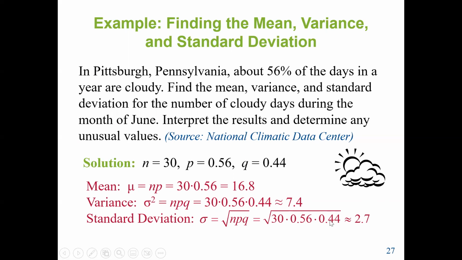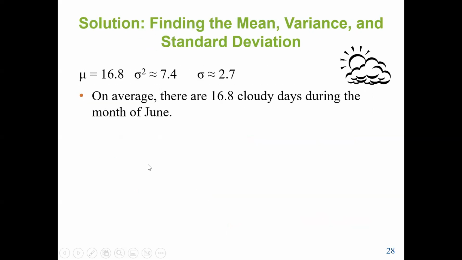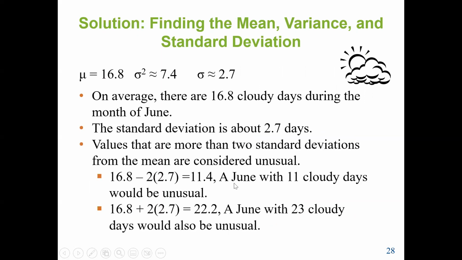So again, the formula to find the mean for a binomial distribution is N times P. Variance is N times P times Q. Standard deviation is the square root of the variance. So that's our value for the mean. Variance 7.4, standard deviation 2.7. So here we say on average, there are 16.8 cloudy days during the month of June. Now you can see that we use N to be 30 because June has 30 days. So the standard deviation is about 2.7 days.